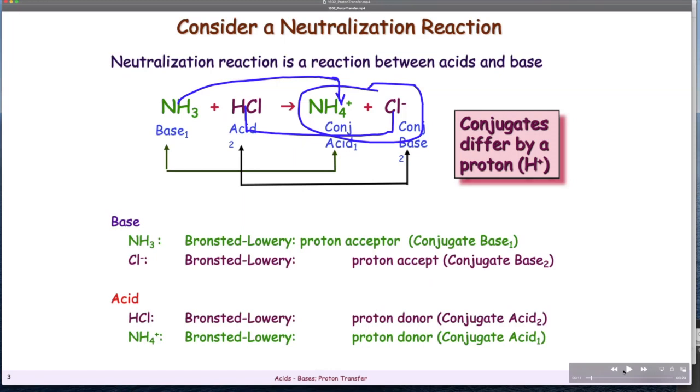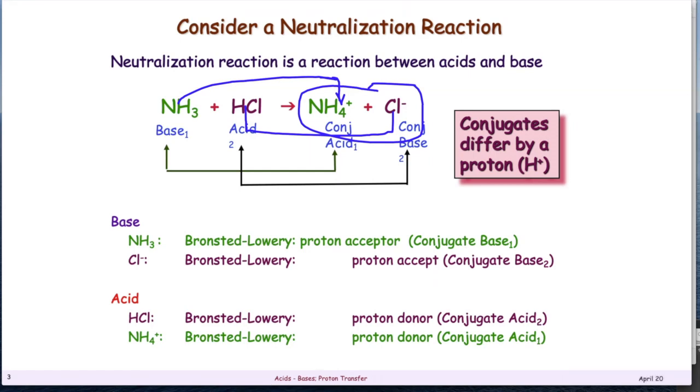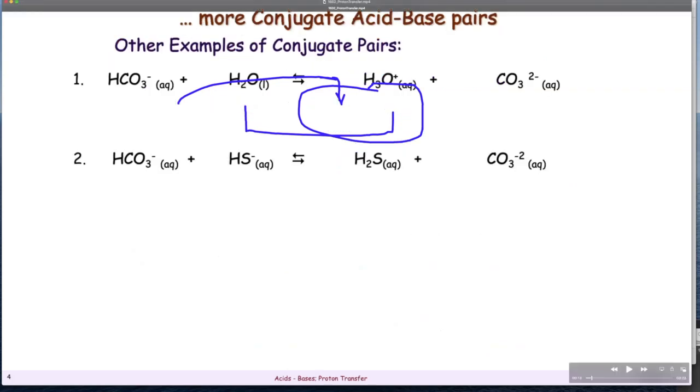And so we say that NH3 is the Bronsted-Lowry proton acceptor, and it's the base because it's the proton acceptor. Chloride ions, the other side of the reaction, are the Bronsted-Lowry conjugate base as well, because they're the proton acceptor if you look at the reverse direction, okay? So whenever you have conjugate pairs, one will always be an acid, the other will always be a base. So keep that in mind. Let me just clear this up real quick.